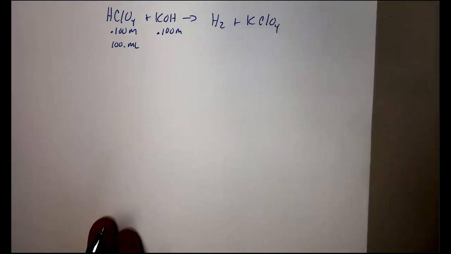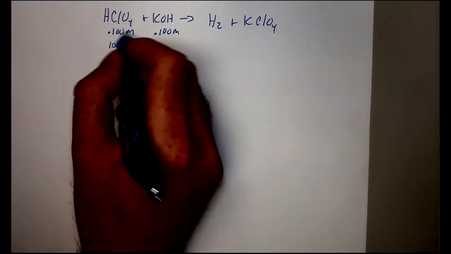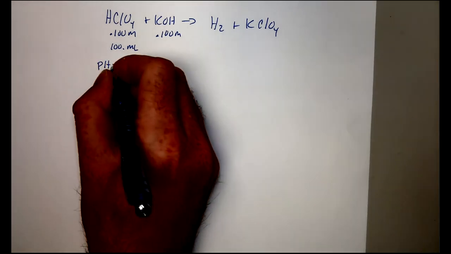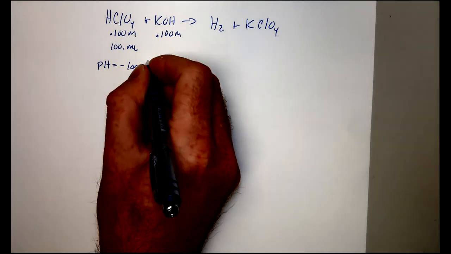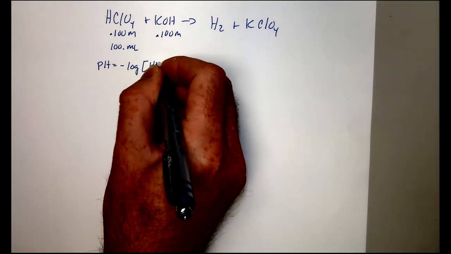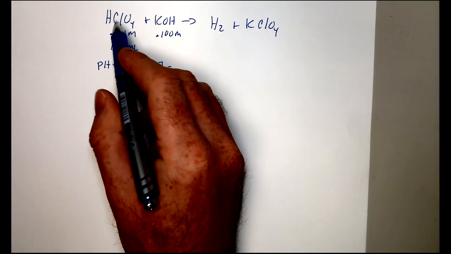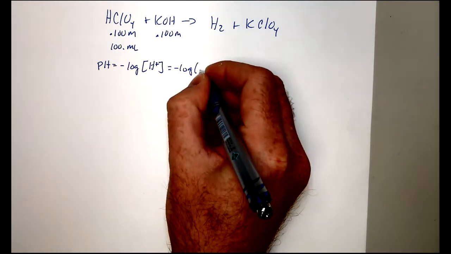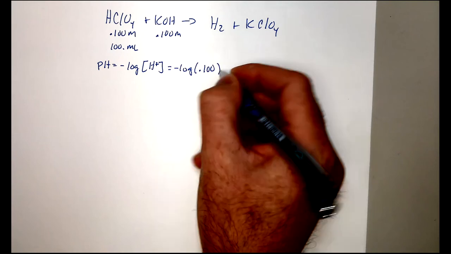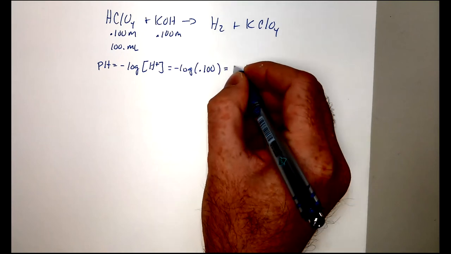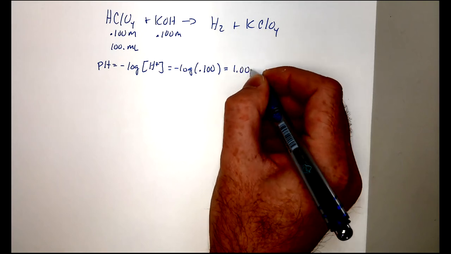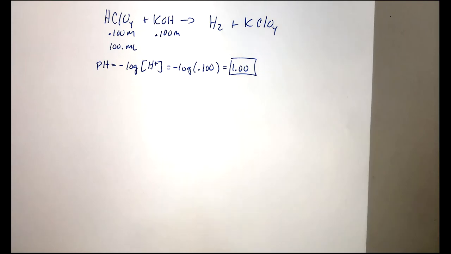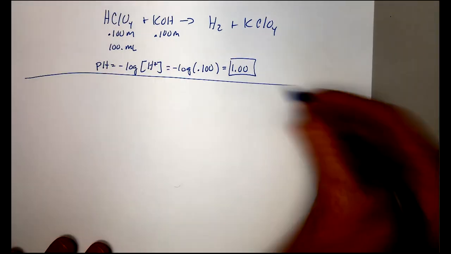So what's our pH before any base is added? We're talking about the 0.1 molar. So for that first part, the pH is going to be equal to negative the log of the hydrogen ion concentration. And since this is a monoprotic strong acid, the acid concentration is the same. So negative log of 0.100. So our pH is 1.00. So that's pretty straightforward. Now, that was our initial.